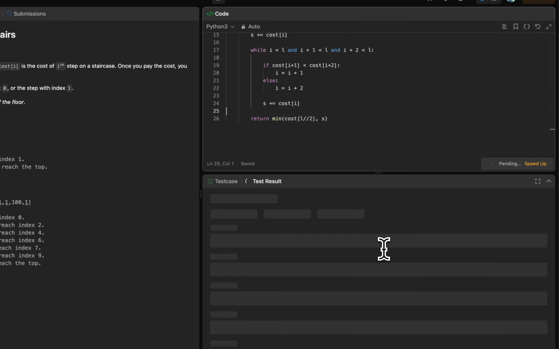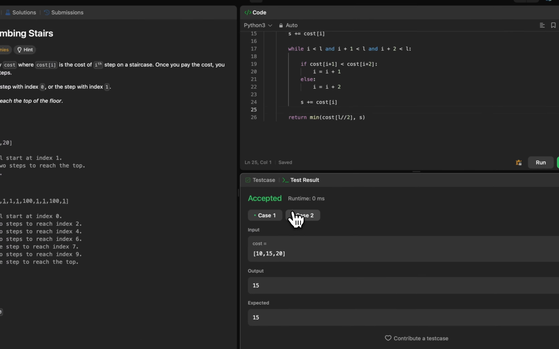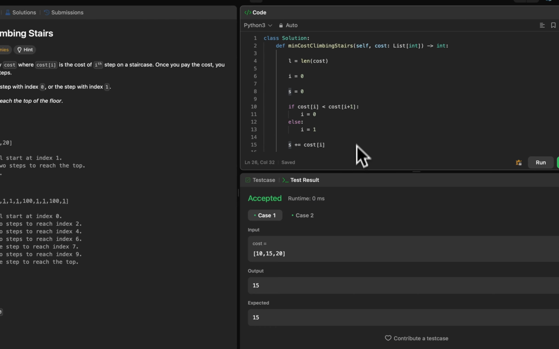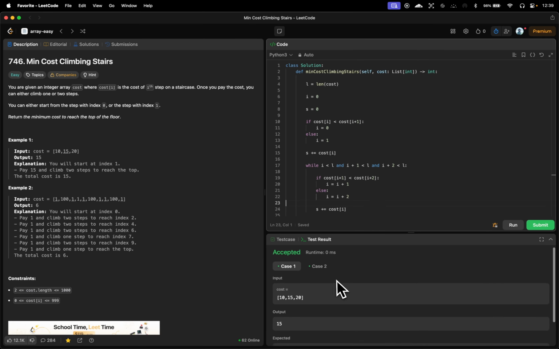Okay, this is what I meant, getting the answer is okay, but this is no way, like I'm not confident at all that this would be a good solution for anything, right?